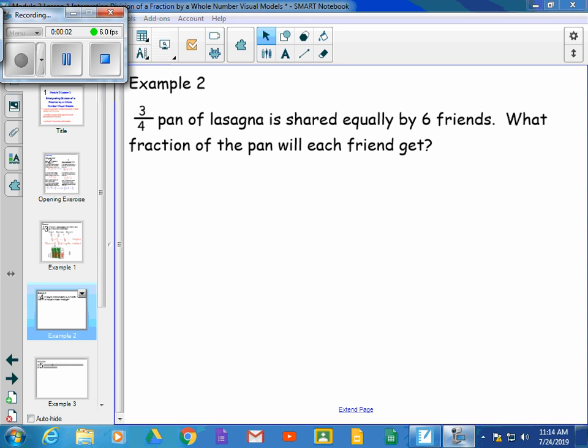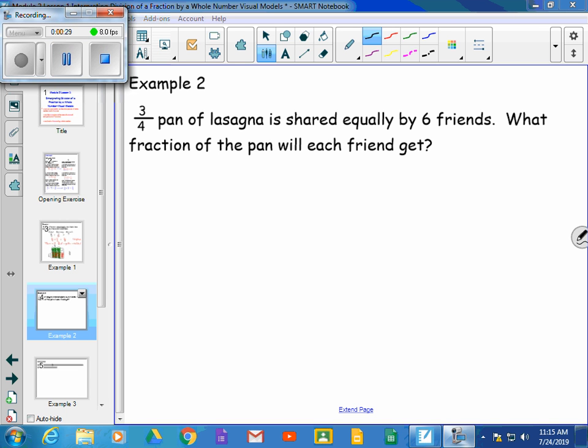Now let's take a look at example 2. 3/4 of a pan of lasagna is shared equally by 6 friends. What fraction of the pan will each friend get? Again, we're going to set this division problem up from the word problem. We're going to solve it by using multiplication. And then we're going to prove it using an area model like we did in example number 2.